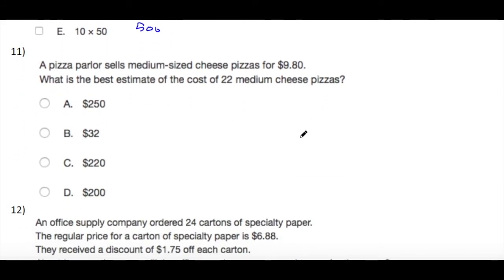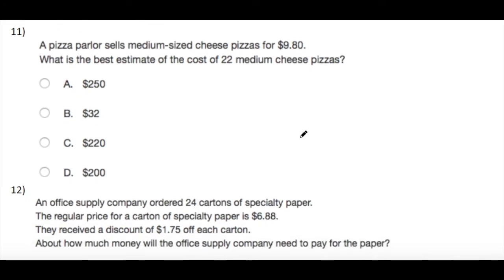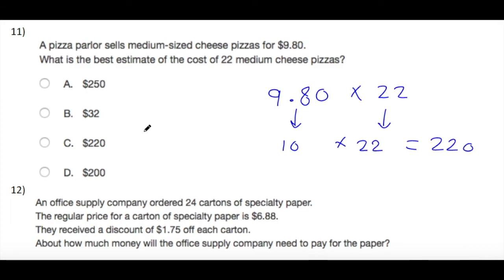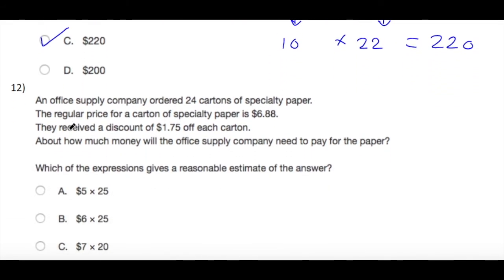A pizza parlor sells medium-sized cheese pizzas for $9.80. What is the best estimate of the cost of 22 medium cheese pizzas? Now the price of each one is $9.80 multiplied by 22. Here by rounding we can make it 10. Here we can keep this 22, so it will be 220, the best estimation. So the answer is C. Next one.